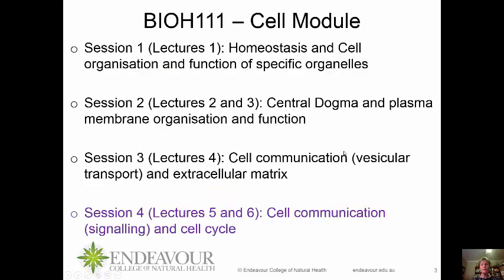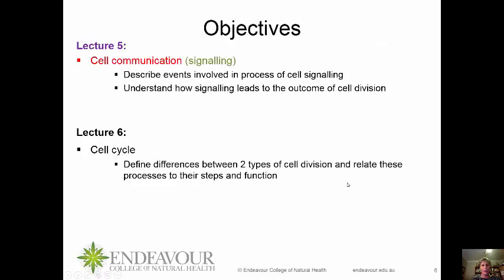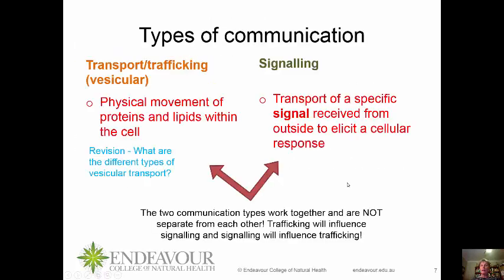So in this session, session 4, we're going to look at cell communication signaling, and we're also going to look at the cell cycle. If you remember from last session, there were two types of communication: transport or trafficking, which was to do with vesicular transport, and also signaling. We did the transport trafficking last time. This time we're going to talk about the signaling.